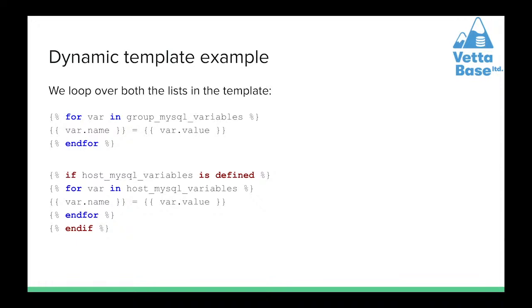The second list may exist or not. It will exist for some hosts and it will not exist for others. So we put it into an if, because basically if the list is not defined, we don't want Ansible to fail.